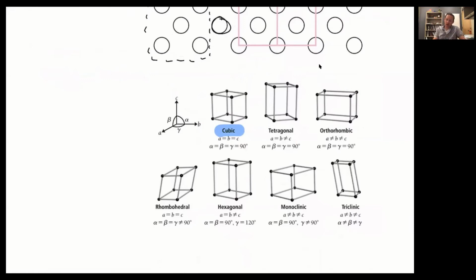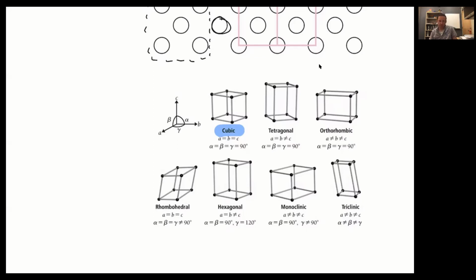But the top row has all 90 degrees. So they're all squares on each side, or rectangles on each side. And then the bottom row has angles that are different. And then sometimes angles and edge lengths could be different. I think we're only going to talk a little bit about hexagonal, a lot about cubic, and we don't talk about any of the rest of them. You could go and learn a lot about them and which chemicals adopt those, but we just don't have time.